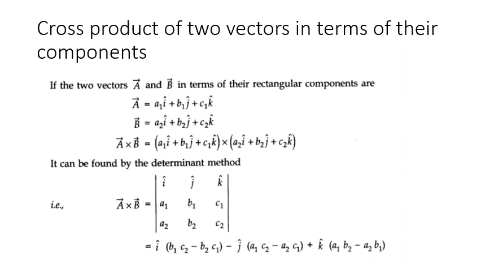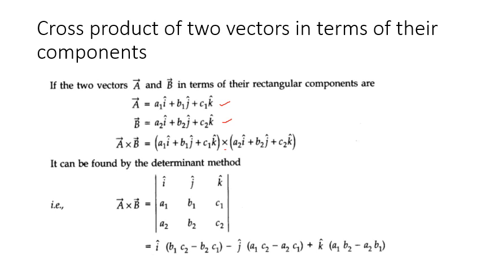Now imagine we have two vectors, A vector and B vector. Say A vector has the components A1i plus B1j plus C1k, and similarly B vector has the components A2i plus B2j plus C2k. You have to take a cross product of these two vectors. Write it like this: A cross B equal to A1i plus B1j plus C1k cross A2i plus B2j plus C2k. So how to find this cross product?